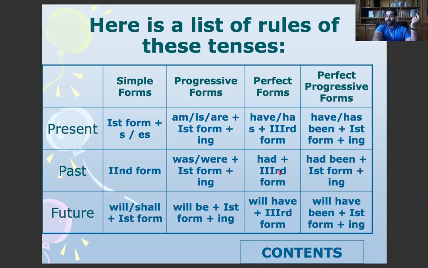He had painted a wall. He had been painting a wall. And then here, the concept of since and for is so important. I'll tell you in a while. Future: he will paint a wall. Future, if you go on, he will be painting a wall. Future perfect: he will have painted a wall. And future perfect progressive is he will have been painting a wall. So this is how it goes. Okay.